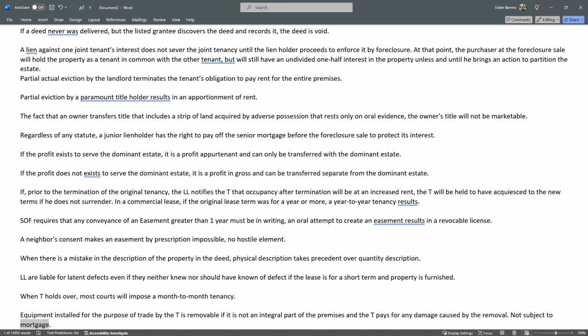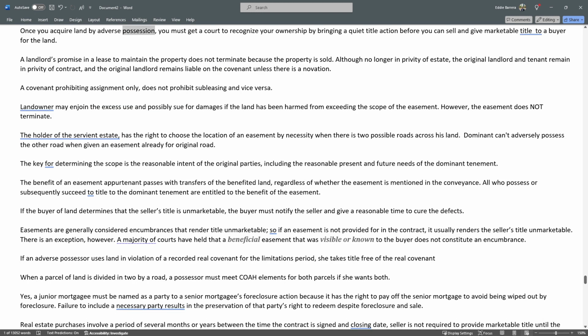Not subject to mortgage. Once you acquire land by adverse possession, you must get a court to recognize your ownership by bringing a quiet title action before you can sell and give marketable title to a buyer for the land. A landlord's promise in a lease to maintain the property does not terminate because the property is sold. Although no longer in privity of estate, the original landlord and tenant remain in privity of contract, and the original landlord remains liable on the covenant unless there is a novation.